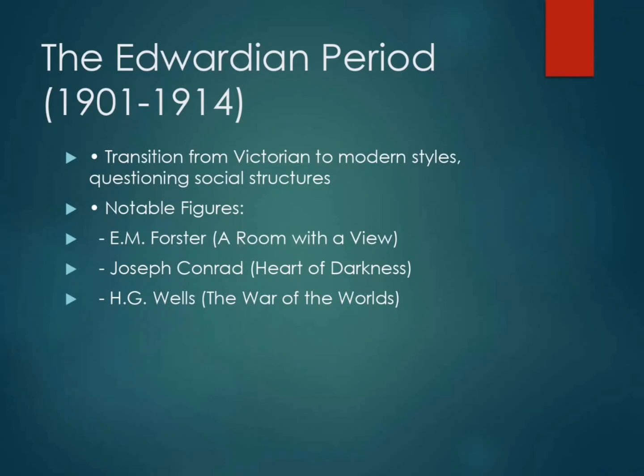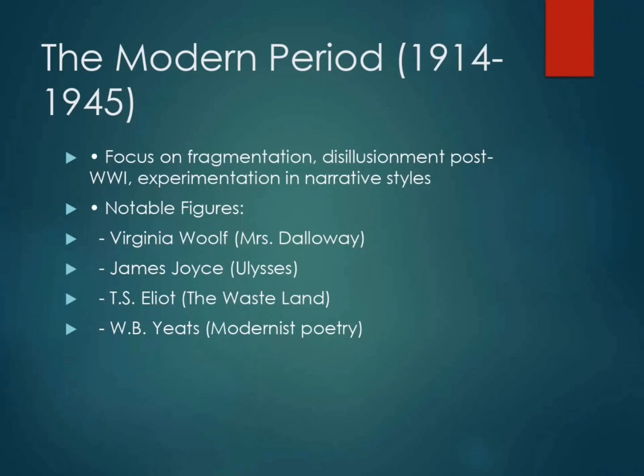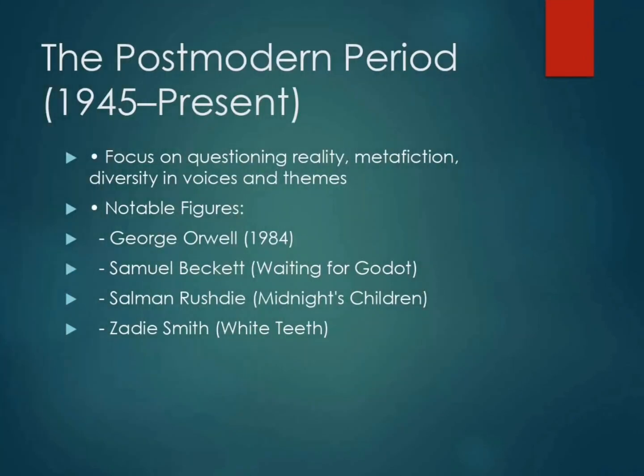Then after that comes the modern period. It started from 1914 and continued till 1945, as at that time World War I and World War II were going on. So its impact can be seen in this period. It focuses more on fragmentation, disillusionment, and experimentation in narrative styles, and we'll be learning about some of the major writers of the modern period, who are Virginia Woolf, James Joyce, T.S. Eliot, and W.B. Yeats. And then at the last, we'll be learning about the postmodern period.